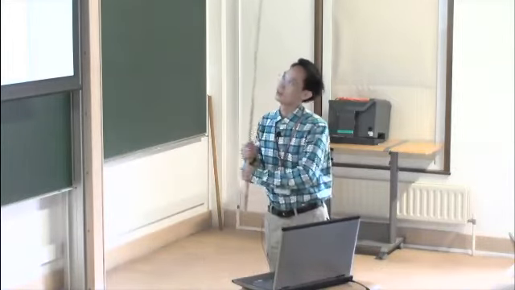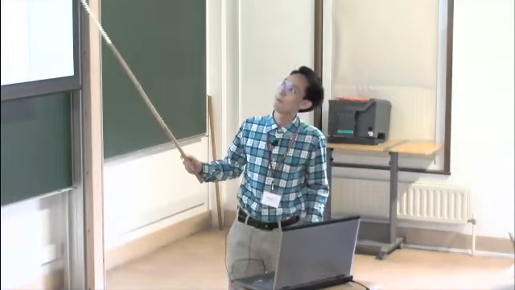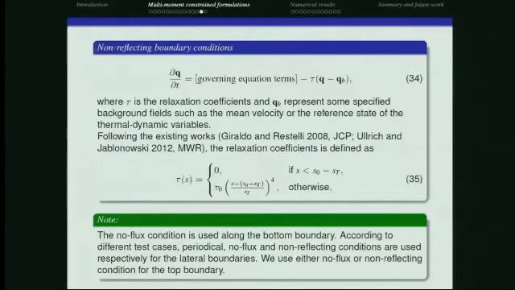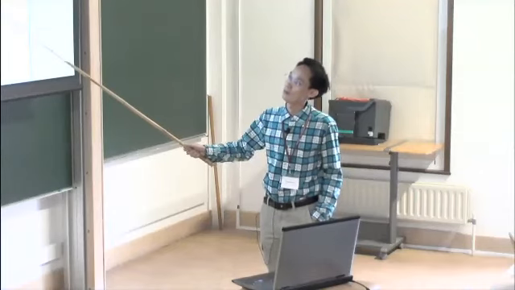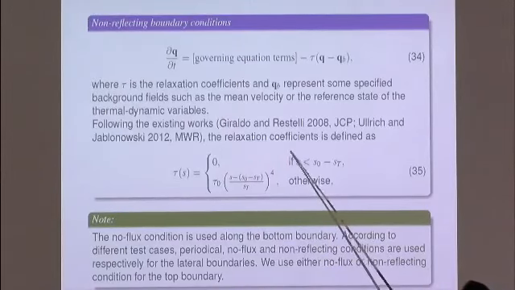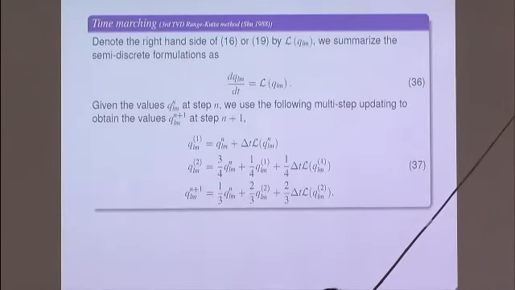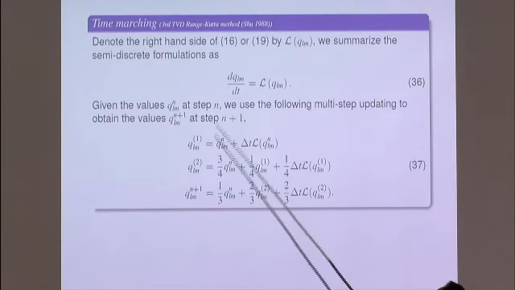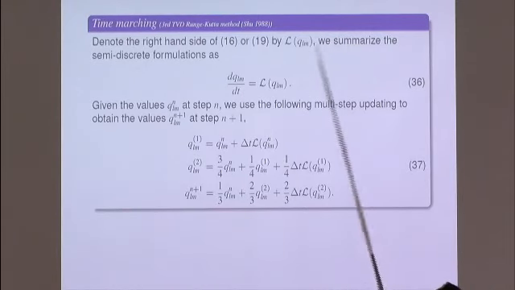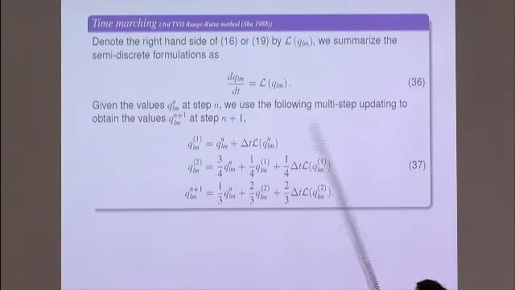So yes, sometimes we have to use some non-reflection boundary condition. Here is some work from Professor Torchado and Paul, who used the same, similar formulas. For time marching we use the third-order or TVD Runge-Kutta method.